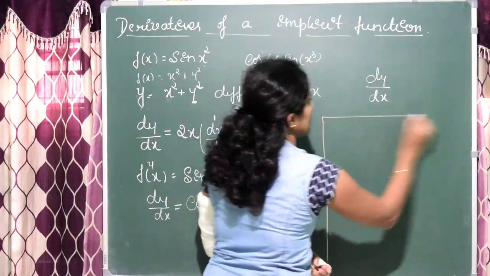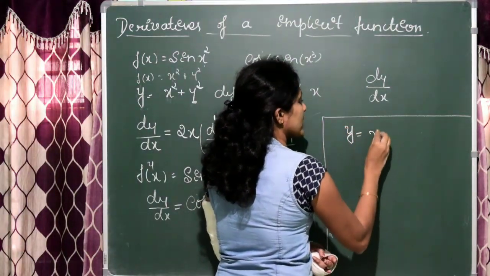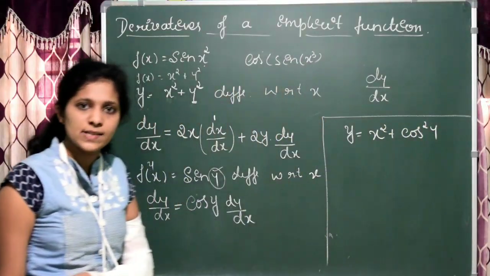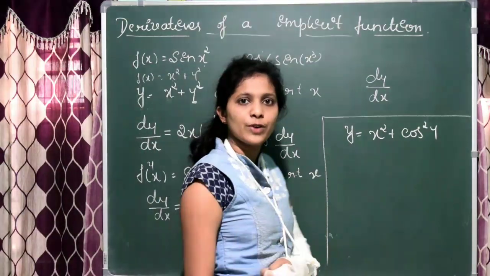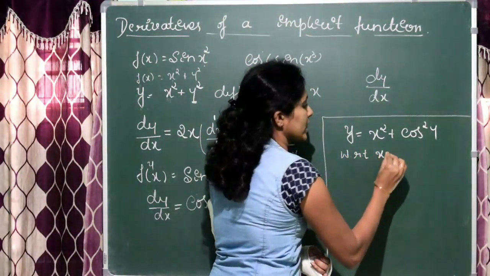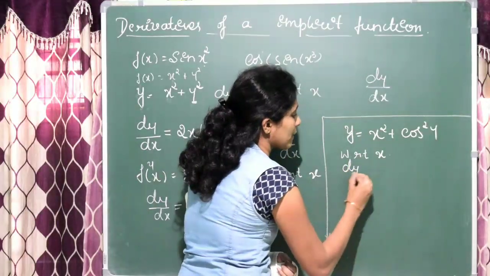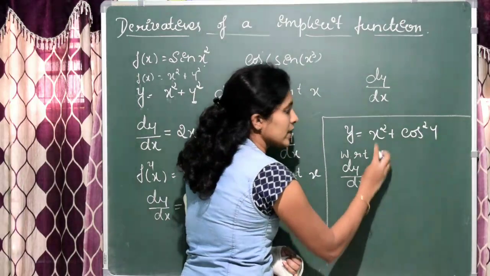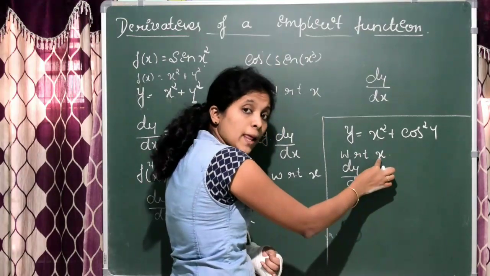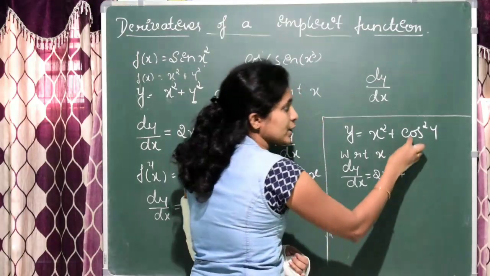Let me consider one more example. y is equal to x square plus cos square y. Now you have to find the derivative of this function. You have to differentiate with respect to x. So the derivative of y will be dy by dx is equal to the derivative of x square, which is 2x. The derivative of x with respect to x will be dx by dx, so it will be equal to 1. No need to write that one. Plus the derivative of cos square y.